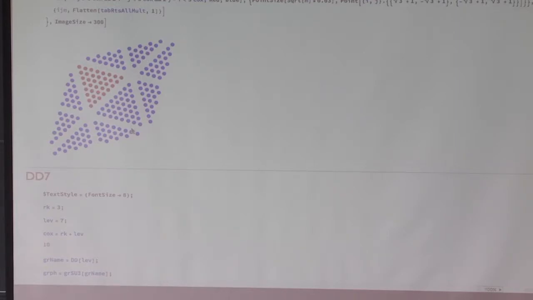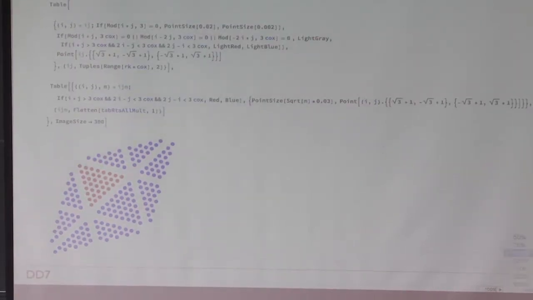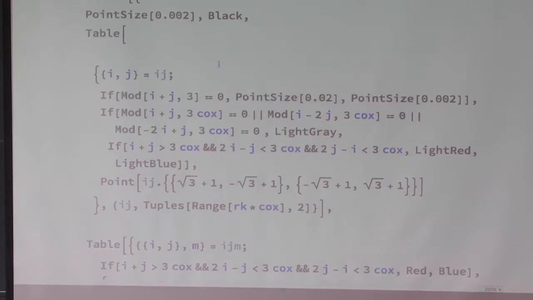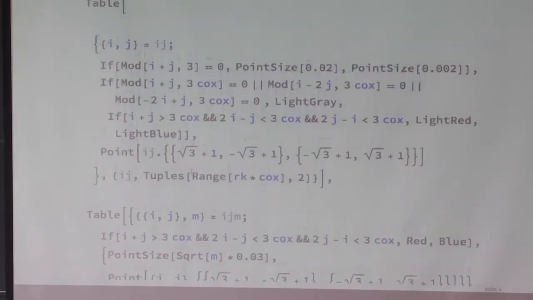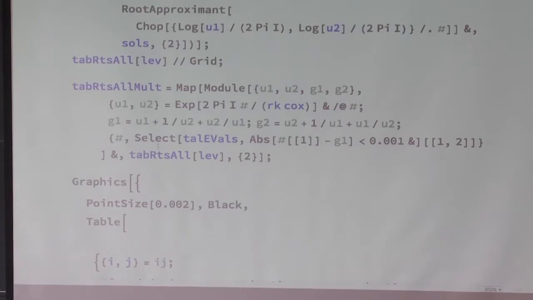Now, I shall mention just very briefly, you can take a picture if you want. What you see here is, let's look first at the equation. Do you see it's a nonlinear equation? Let me see where it is. There. You remember it, G1 is U1 plus 1 over U2 plus U2 over U1, yes?